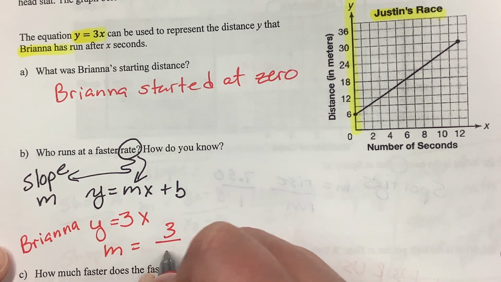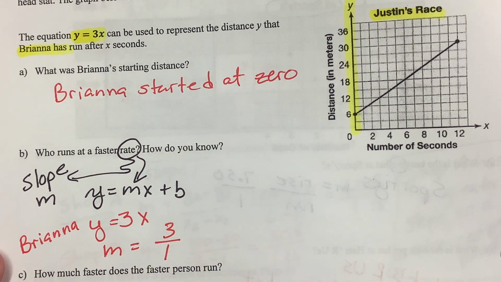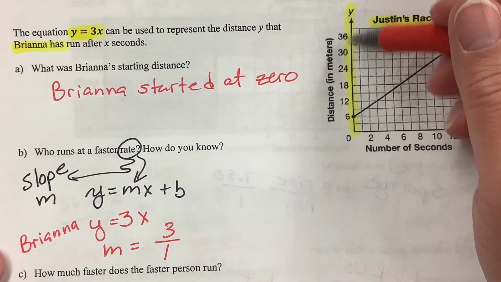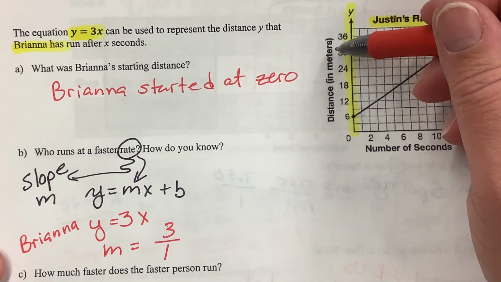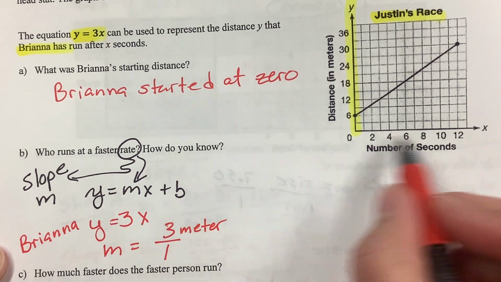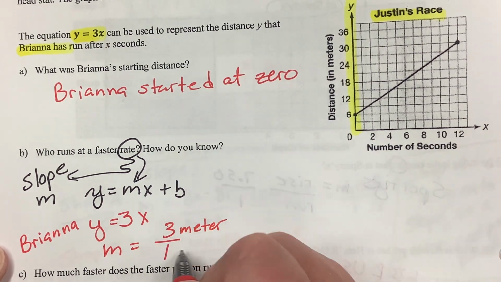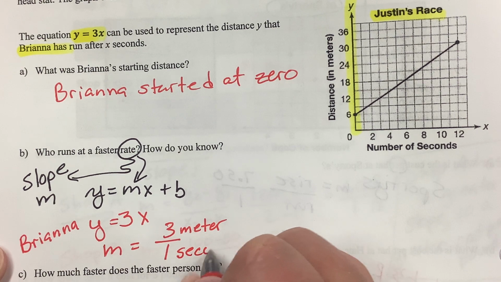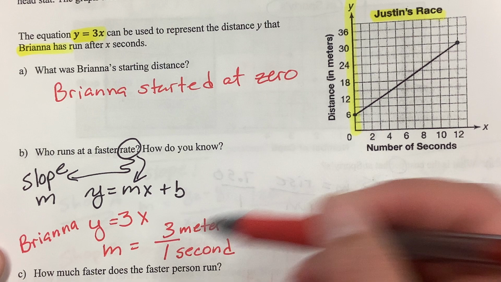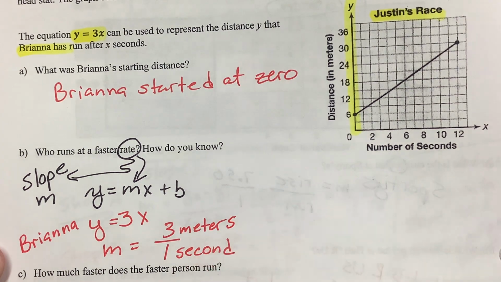But I'm going to make it 3 over 1. Why? Because it's rise over run, and you should always have a fraction for a rate. Plus, now, when I put in the units, it's going to make more sense. What are the units? Well, the rise unit is meters, so I'll put meters on the rise part. And the run unit is seconds, so that goes on the bottom. So now her rate is 3 meters per second. That makes more sense, right?